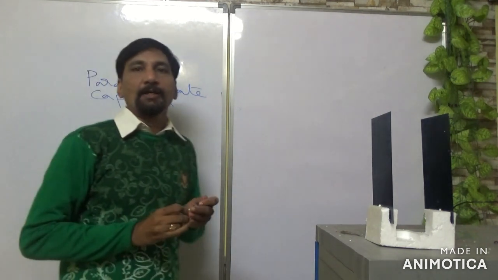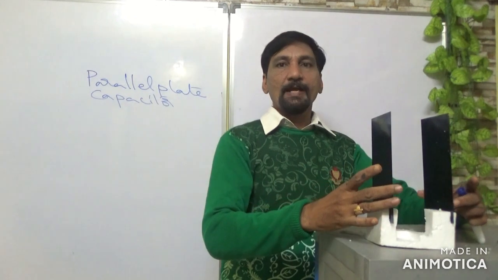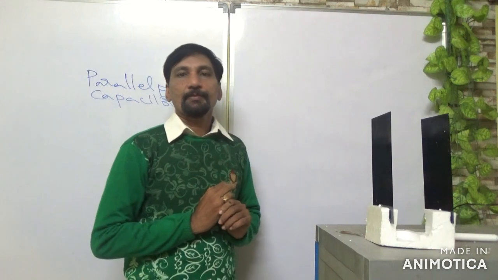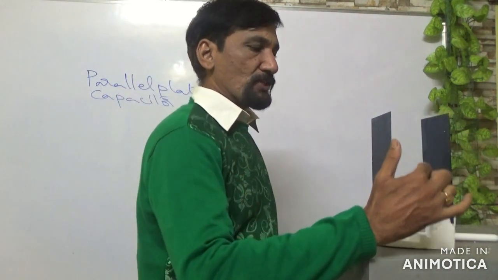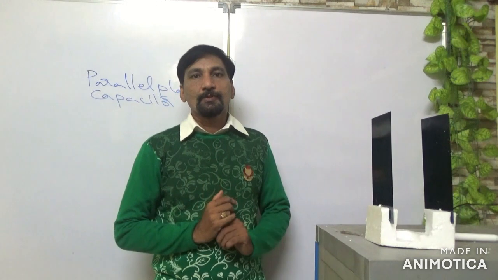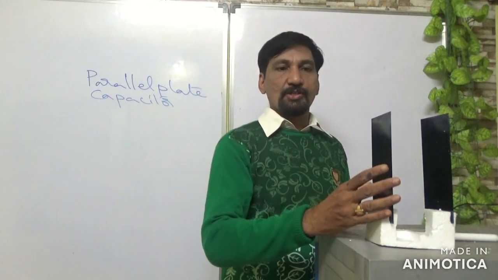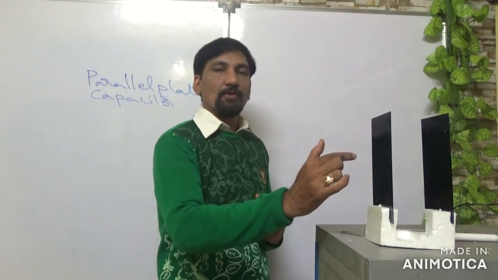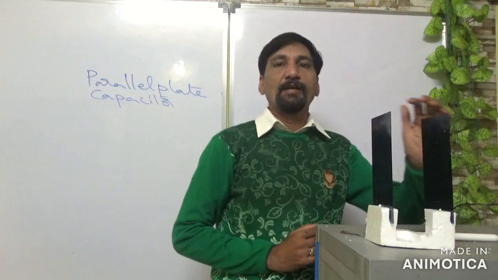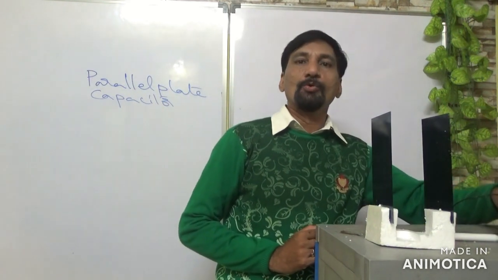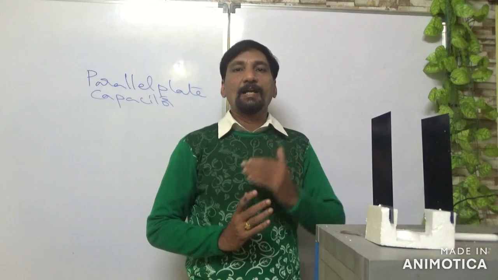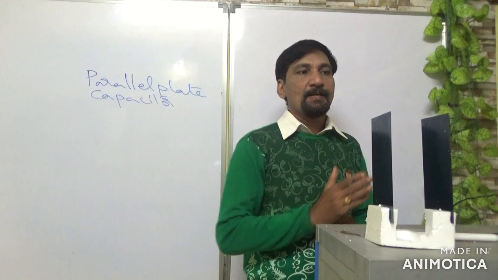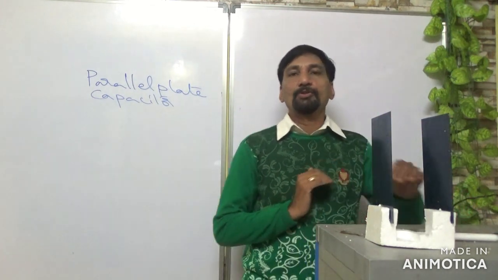Let us consider two parallel plates of area A, separated by a distance, say D. One plate is given a positive charge Q, and the other is connected to earth. Then due to electrostatic induction, a negative charge is developed on the side towards the positive one.